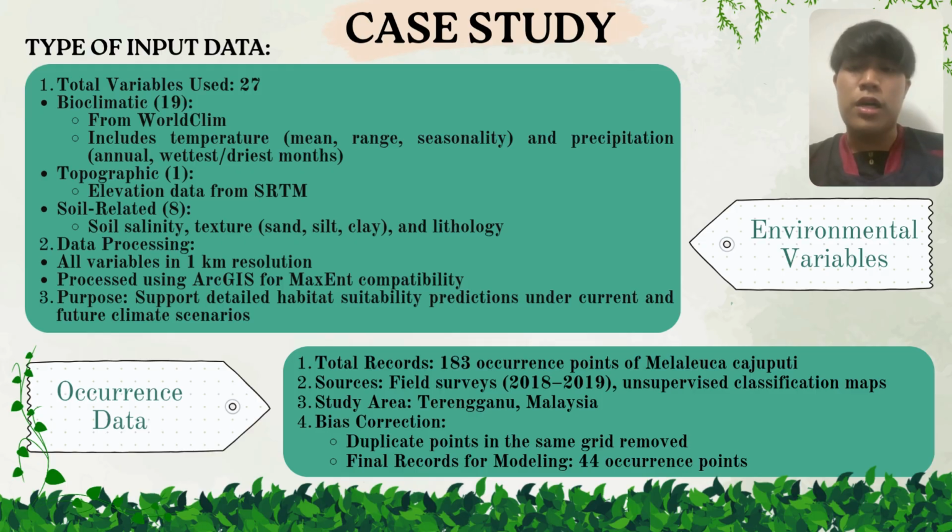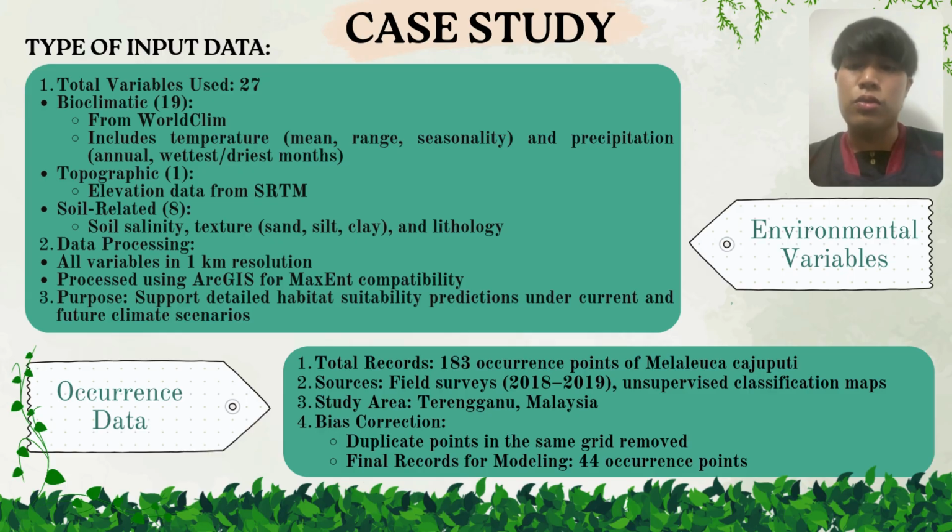Hi, my name is Ahmad Muhammad Alami, matrix E22B045. So today I will explain about the types of input data. This study incorporated two main types of input data: species occurrence and environmental variables. A total of 180 records of Melaleuca cajuputi were collected during field surveys in 2018 and 2019 across Terengganu, Malaysia. To reduce spatial sample bias and adjust model accuracy, duplicate records located within the same grid cell were removed, resulting in 44 unique occurrence points for training the MaxEnt model.